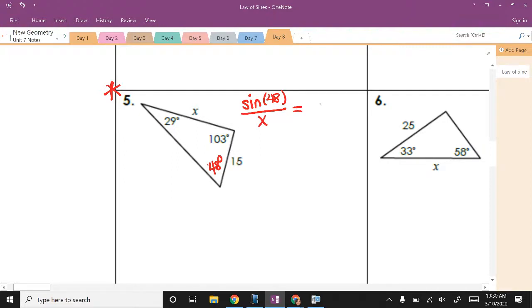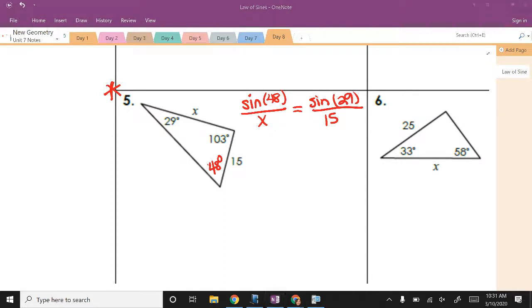X equals sine of, hang on. Okay, sine of what? 29 over 15. Why don't you use 103? Because we don't have a side opposite from that, right? We just needed that angle to get the missing angle, basically.